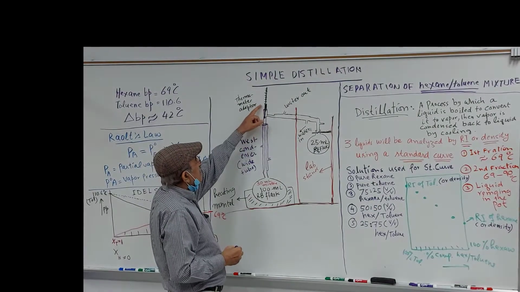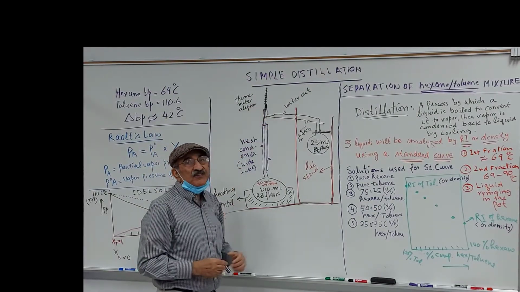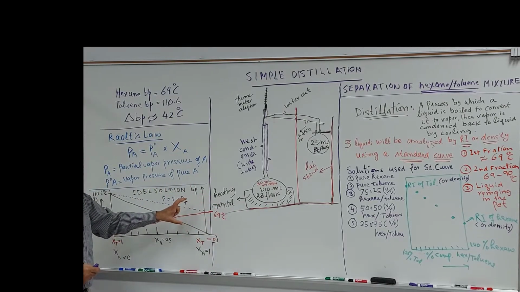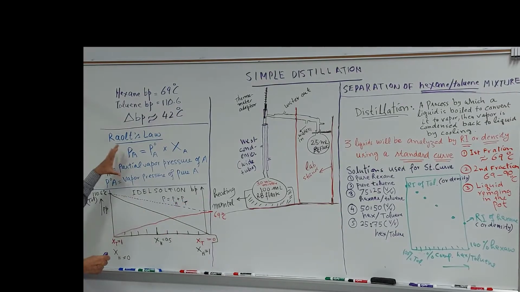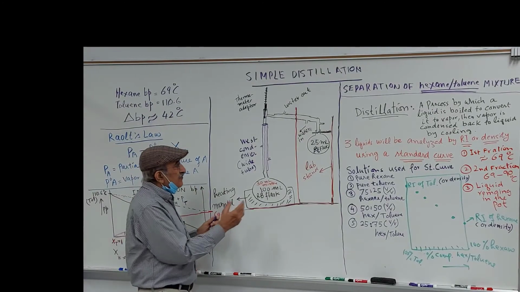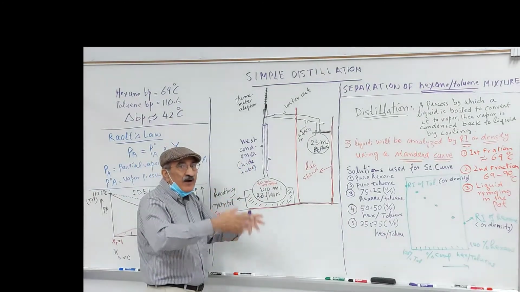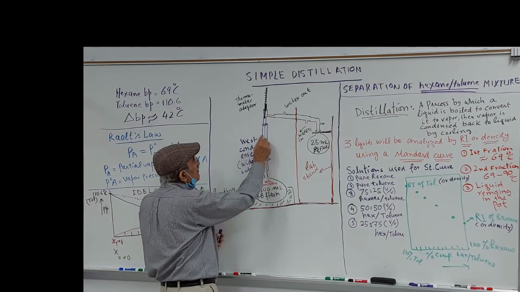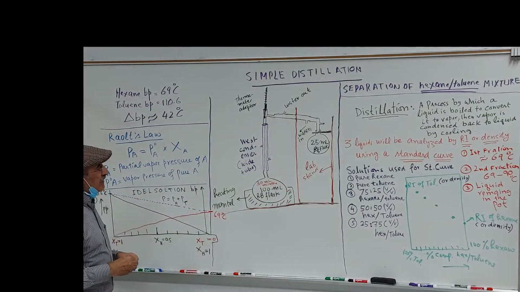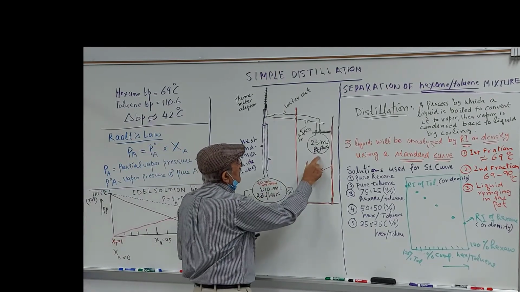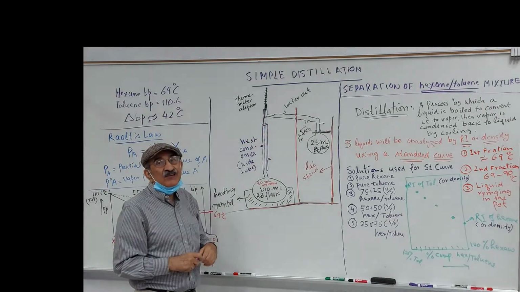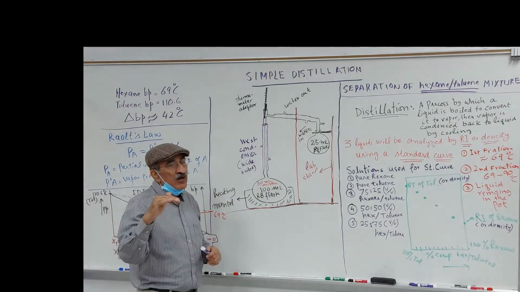You will see that the first drops that come out are close to 69, because remember, 69 is the boiling point of the lower boiling component of your mixture, which is hexane. Toluene boils at 110. So obviously the lower boiling component comes out first in higher concentration. By the time it reaches here, hopefully it will be absolutely pure. We will collect the fraction as long as it is coming at 69 degrees Celsius. It should be almost constant.